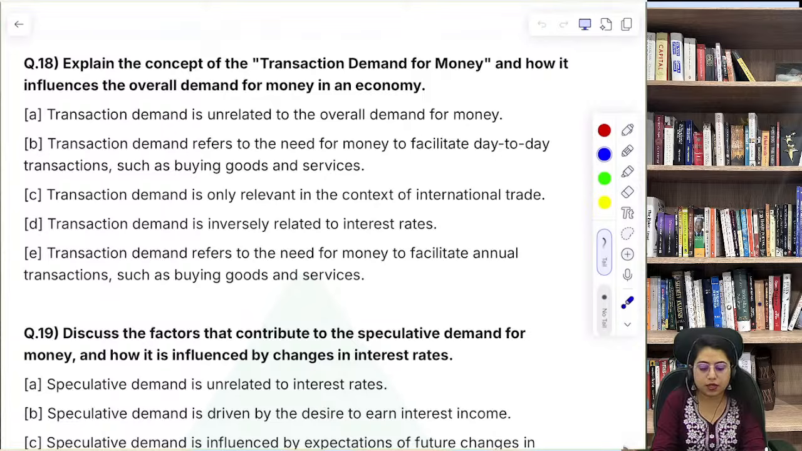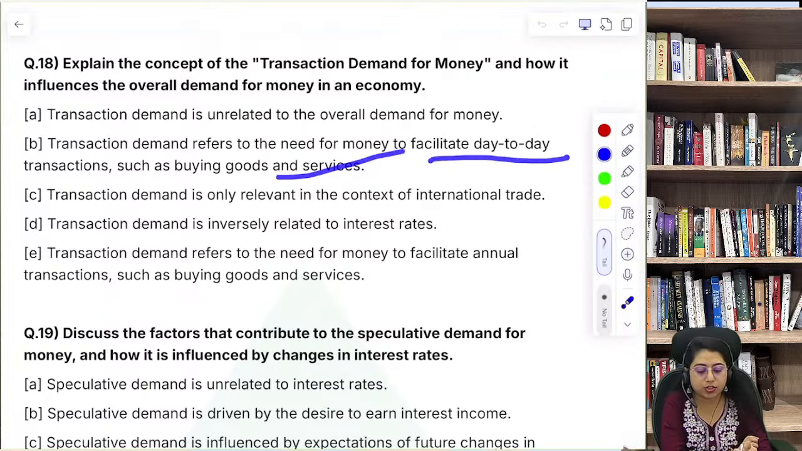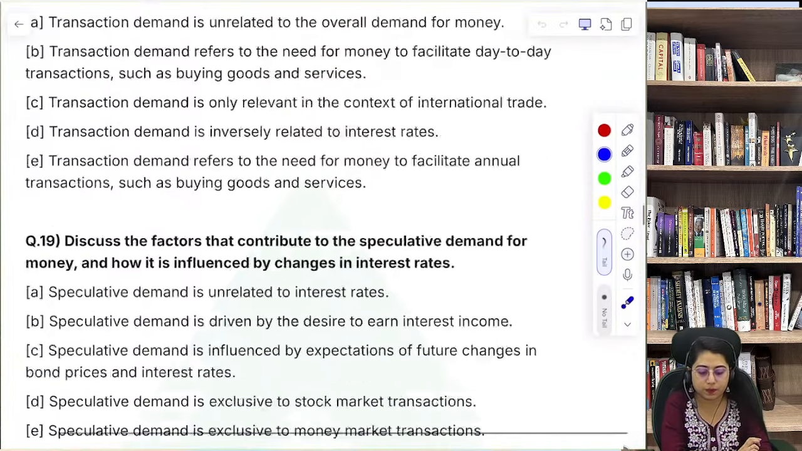What do you think is the right answer? Transaction demand is unrelated to the overall demand for money? No. Transaction demand refers to the need for money to facilitate day-to-day transactions such as buying goods and services. Transaction demand is only relevant in the context of international trade? No. Transaction demand is inversely related to the interest rate? Not at all. No, it's for the day-to-day transaction. ठीक है? The right answer is B.